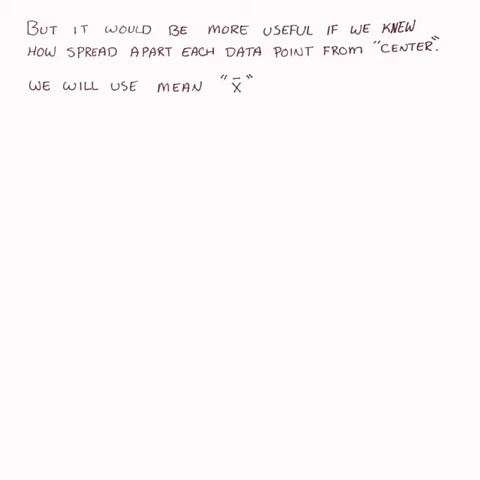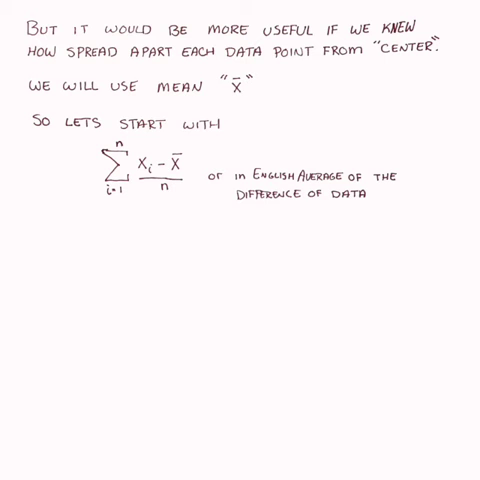So what if we knew how far each point was spread from the center? And the center we're going to pick in this one is the mean, which is an x with a little line over it. So let's start with the summation of the number minus the average, divided by n. By adding all those up, we should find out how far each point is from the mean. I then wrote the English translation of the math term on the side.